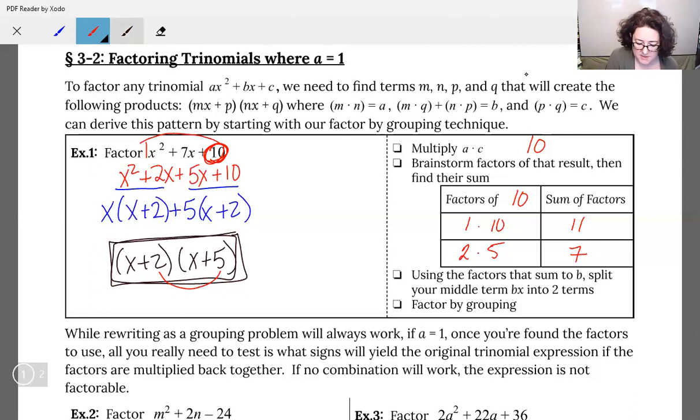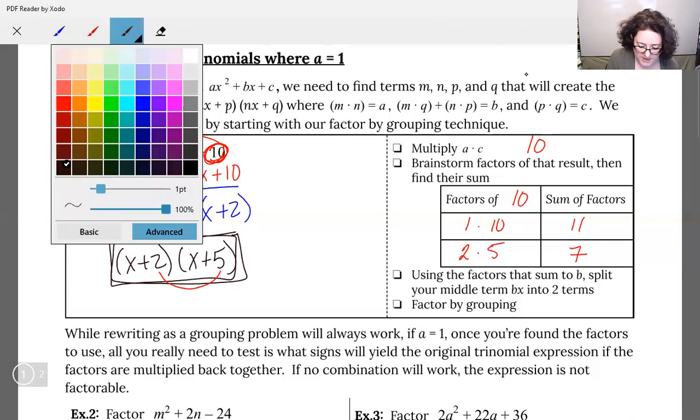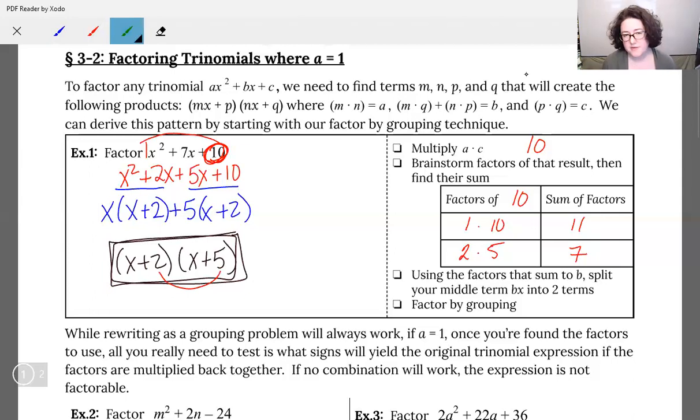The middle term, let me change colors. Let's go to green. The other terms we're looking at have to get to that 7 in the middle. If I check my middle two terms by multiplying these back together, I'd multiply those two together, and we have an x times 5, or 5x, from the outside terms. If I put those 2x and the 5x together, it makes that 7x that we were trying to make.